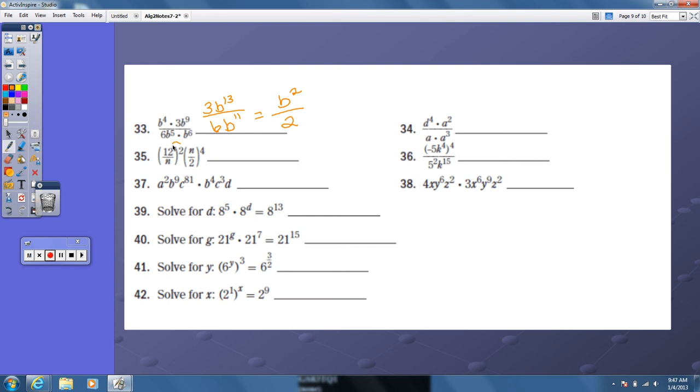Here I get 12 squared over n squared. I get n to the 4th over 2 to the 4th. 2 times 2 is 4, times 2, times 2 is 16, I think. 12 squared is 144 over 16.